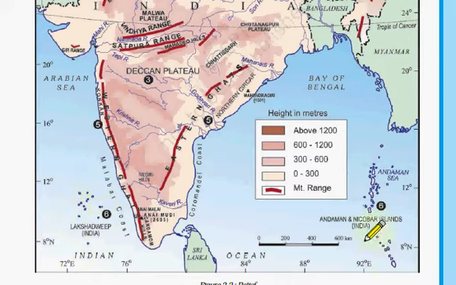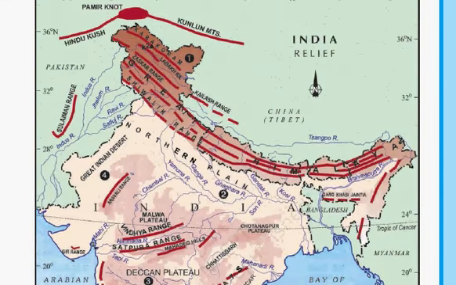And Andaman Nicobar Islands are volcanic islands. The only active volcano is Barren Island in Andaman Nicobar. So these are important physical features of India.